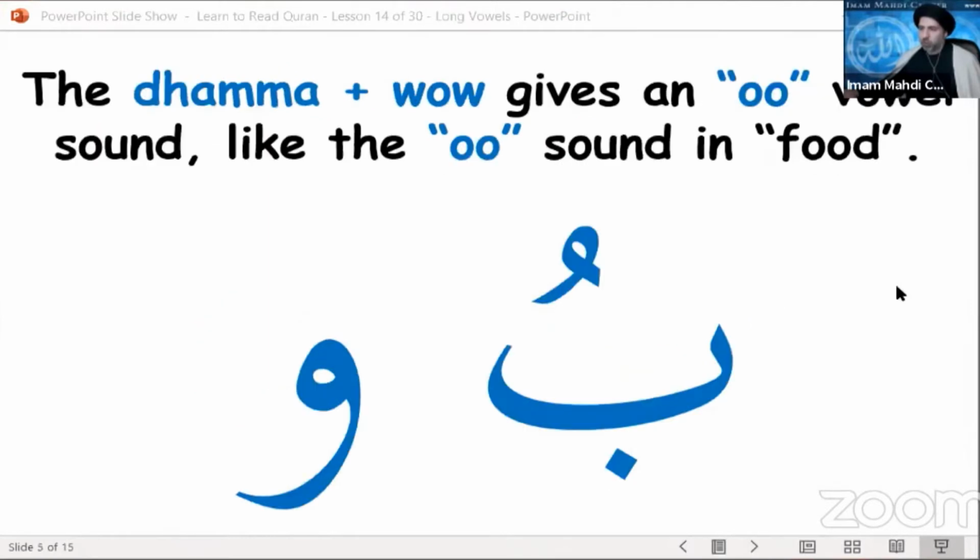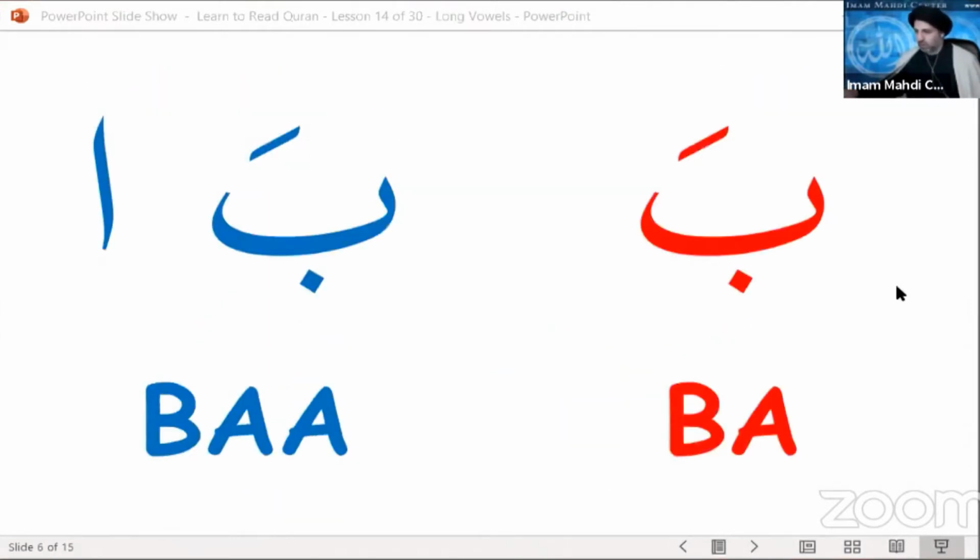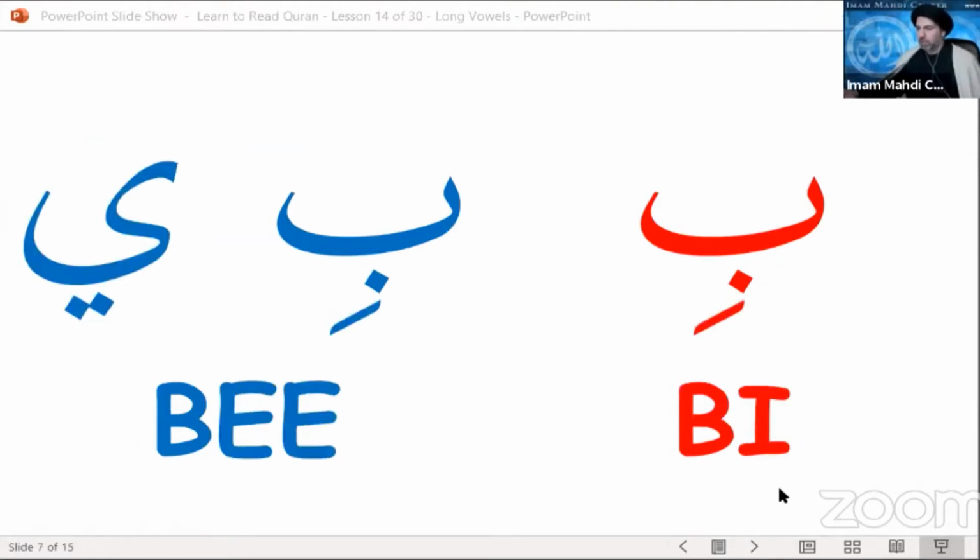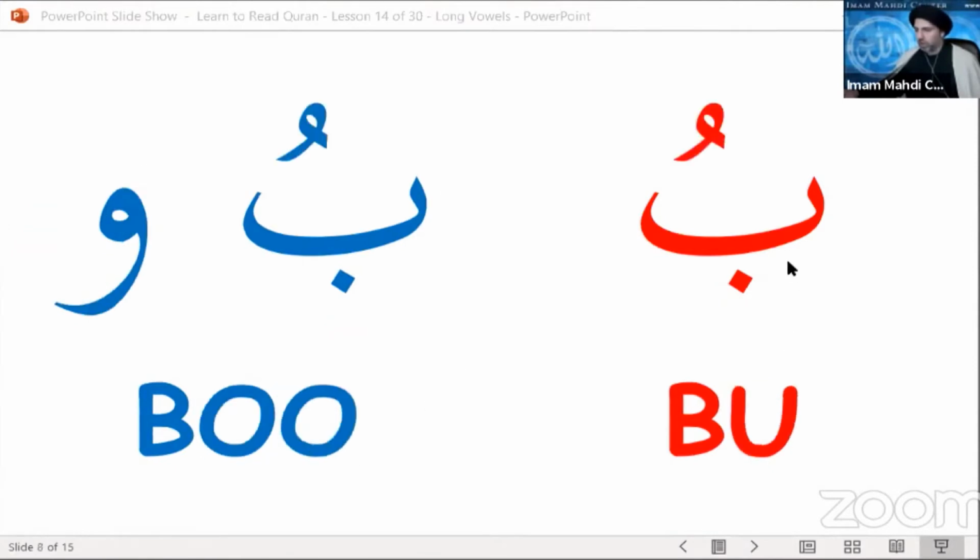A, E, and U. So here we have the comparison again. The ba with the fatha is read as ba, it has a short vowel. But when it has a fatha and alif, now we say the long vowel, baa. Next is the second mad. When ba has kasra, we read it as bi, short vowel. But when the letter has kasra and ya after it, we read it as bee with a long vowel. And the third one, the ba by itself, dhamma, is read as bu. But when we add a waw after it, the combination of the dhamma and the waw gives the long vowel sound. So we read it as boo.